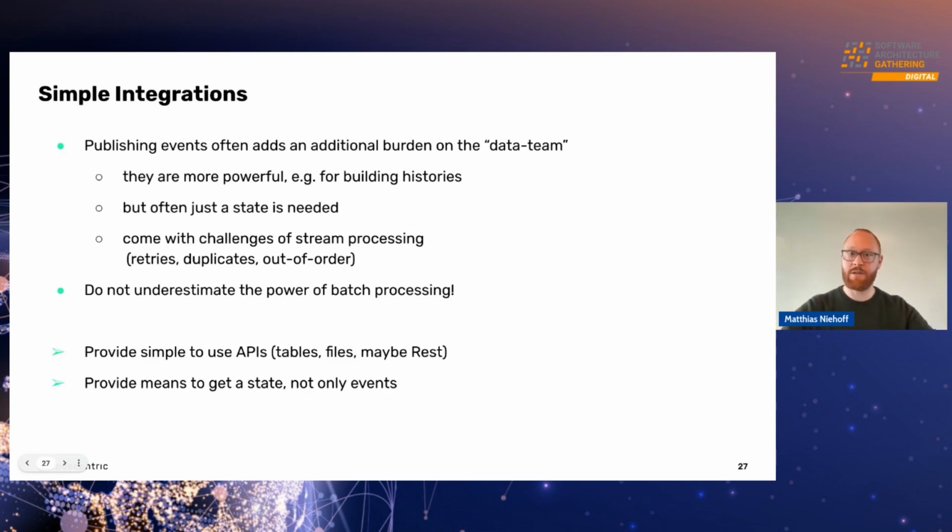What is the actual state of the data I'm interested in, not only the events? And this might be, okay, get me the complete state, or give me only a diff which changed in the last day or whatever, but it's always a state I get.